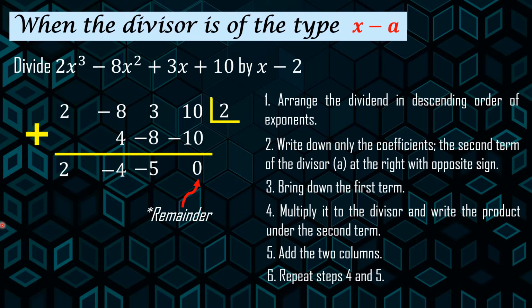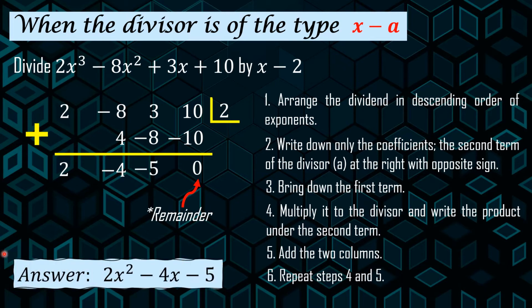So, for us to write the final answer using the synthetic division, we will use 2, -4, and -5 for the numerical coefficients of the given variable x, and then, ang final answer will be 2x squared minus 4x minus 5. Kapag magsusulat tayo ng final answer, palagi lang natin babawasan ang highest exponent ng given ng 1. So, 3 minus 1 is 2. Therefore, magsisimula ang final answer natin sa exponent na 2. And then, sinulat lang natin yung mga numerical coefficient. Tapos, iyon na yung final answer.